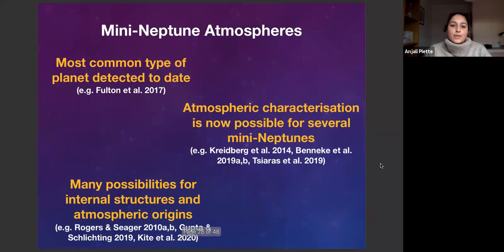There are many reasons why we want to study mini-Neptunes. For one, they're one of the most common types of planets detected to date. And it's at that really exciting time right now where we're able to start to characterize their atmospheres, and we're getting chemical constraints for several mini-Neptunes. At the same time, they're very mysterious objects. We don't have one in the solar system, and there are many degenerate solutions for the interior structure and different possibilities for the origins of their atmospheres. So I think they're really exciting objects to be studying right now.